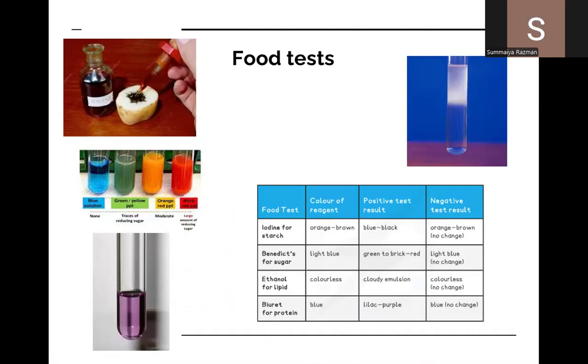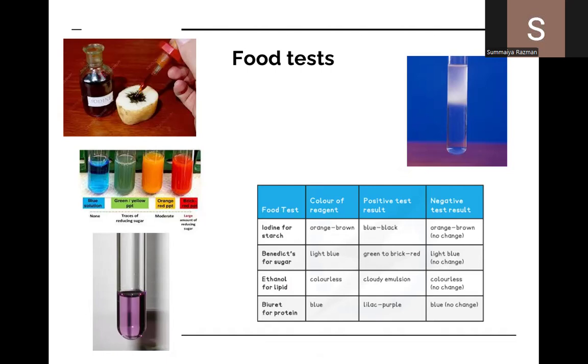Finally, we move on to the last part of this topic, which is the food test. It's actually very easy once you get the hang of it. Remember this image of the potato, because potato has starch in it. You can test this with iodine. The iodine color would be orange or brown, and if it's positive, it would turn blue-black.